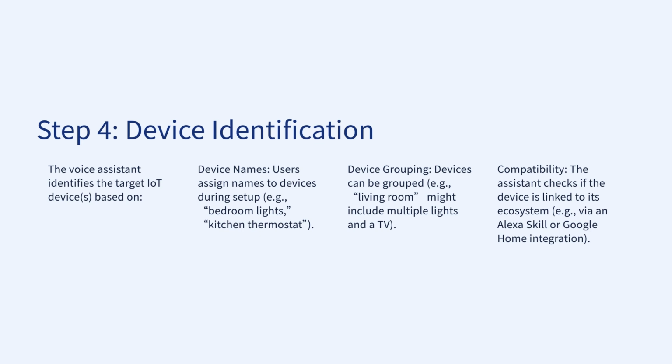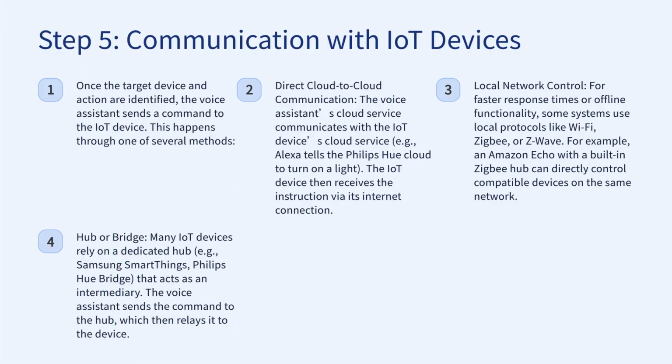Compatibility. The assistant checks if the device is linked to its ecosystem, for example, via an Alexa skill or Google Home integration. Step 5. Communication with IoT devices. Once the target device and action are identified, the voice assistant sends a command to the IoT device.